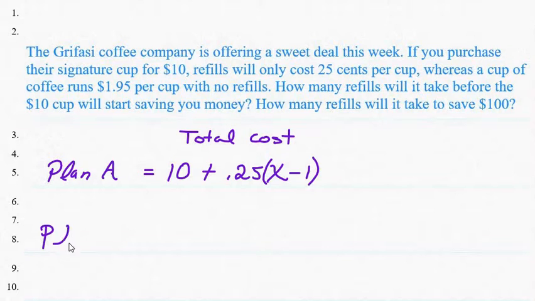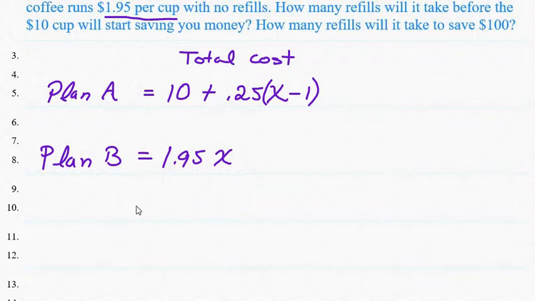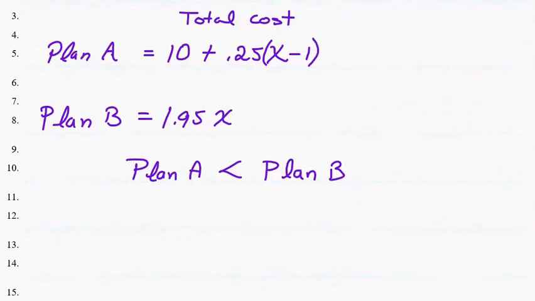Let's look at without the deal, what it normally costs. So it says it's $1.95 per cup. Okay, so $1.95 times X, the number of cups. All right. So really what we've got going on here, we have plan A, and then there's plan B. For all values of X that make this a true statement, plan A is less than plan B. Okay, we want to find all values of X where this is a true statement right here.